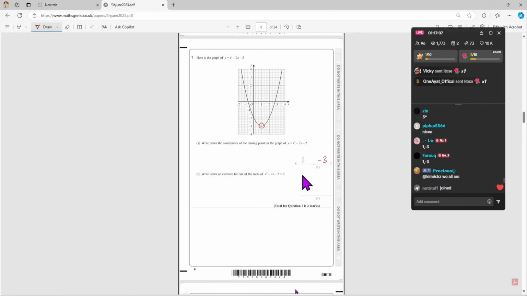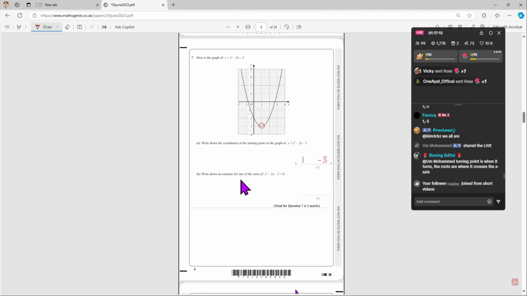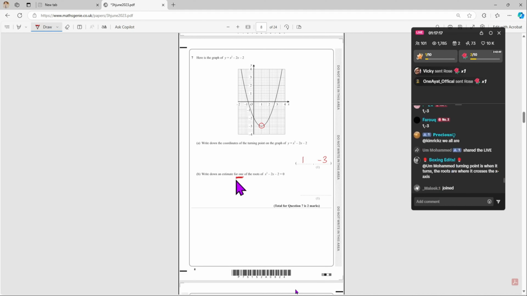And then it says, write down an estimate for one of the roots of x squared minus 2x minus 2 is equal to 0. It says one of the roots. So there are always two roots, but you only have to give one, okay? You only have to give one.